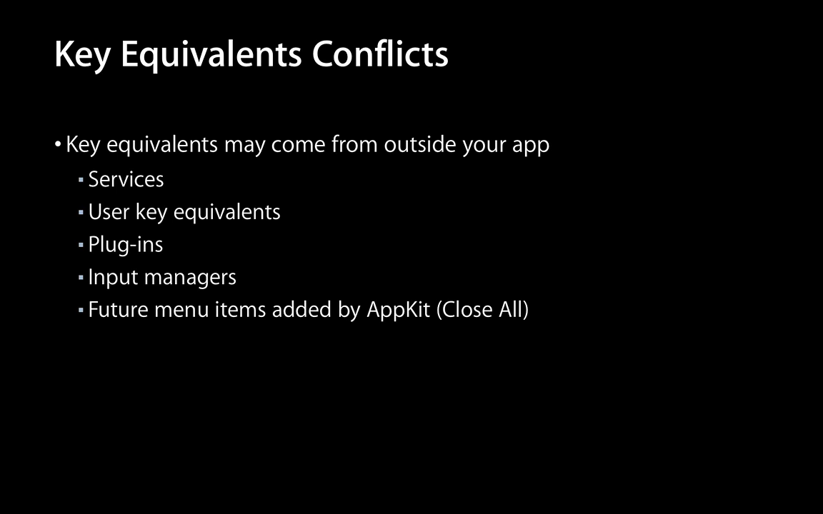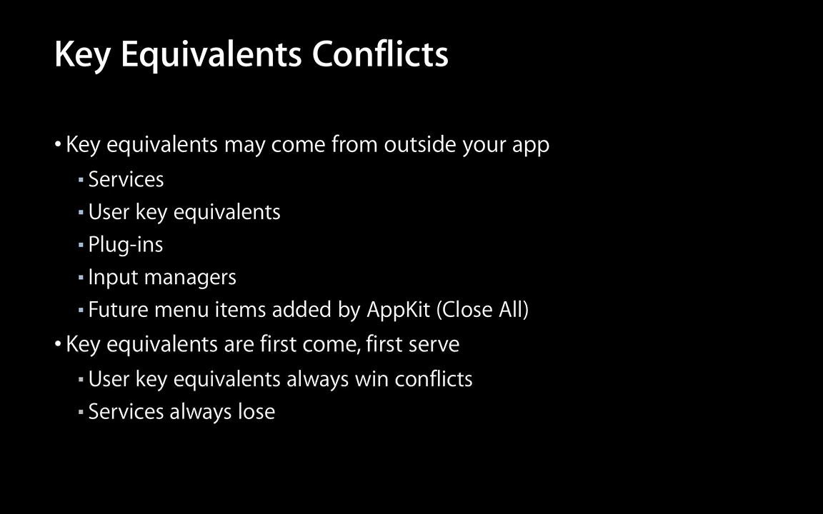And you may think, I designed my app, I picked all the key equivalents, I know there are no conflicts. But as we've seen, key equivalents can come from other places. They can come from a service, or from something the user requested as a user key equivalent. If your application has plugins, they can come from there, from input managers, and from any future menu items added by AppKit, such as Close All. Now, they're first come, first served, meaning the first menu item that requests the key equivalent will get it, except that user key equivalents always win. We respect the user's wishes. And services always lose, because they're very polite.